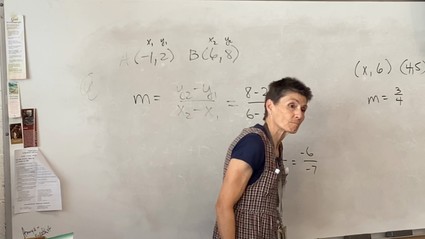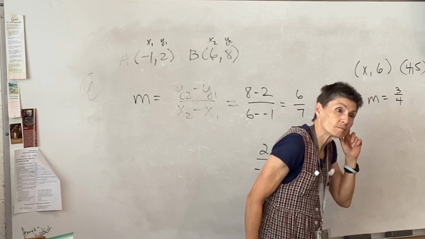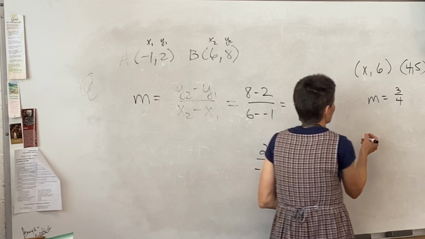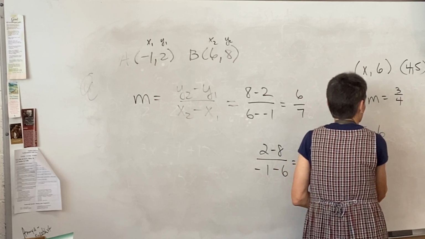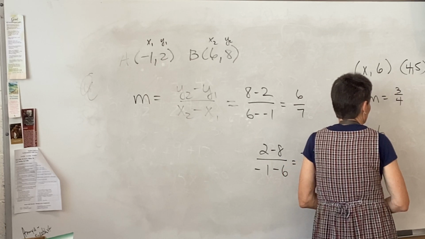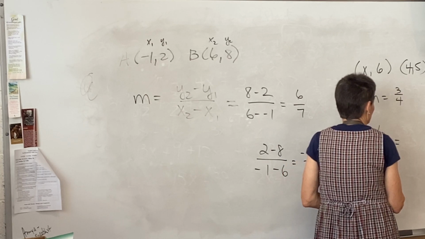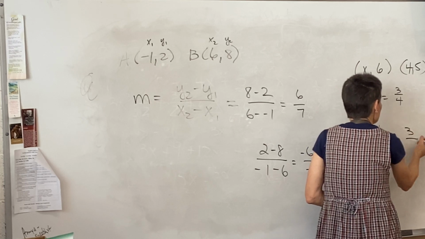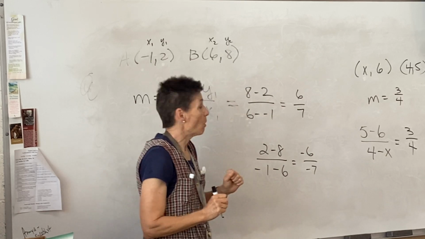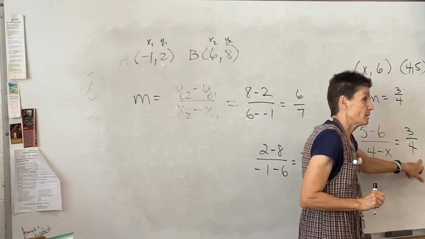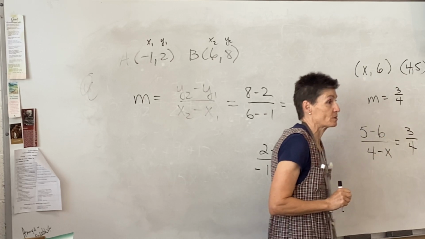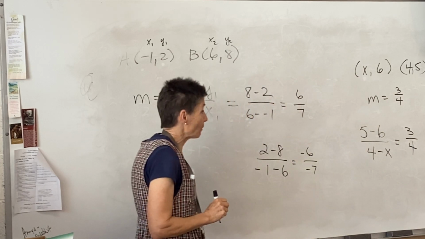Do we use the equation we use for the one? Okay, what would that look like? Yep. So it'd be like, 5 minus 6 over 4 minus x equals 3 over 4. Yes! Beautiful! That's exactly right. We know what m is. So we're gonna take y minus y over x minus x, and get 3/4. That is great. Now we need to solve that though.